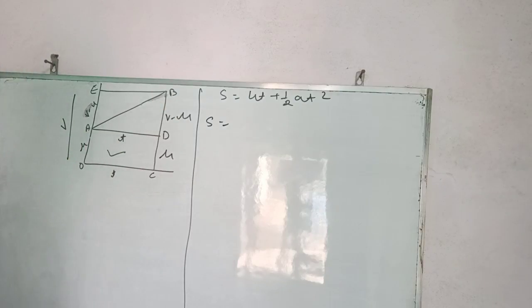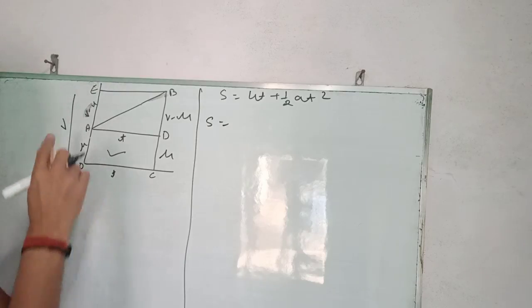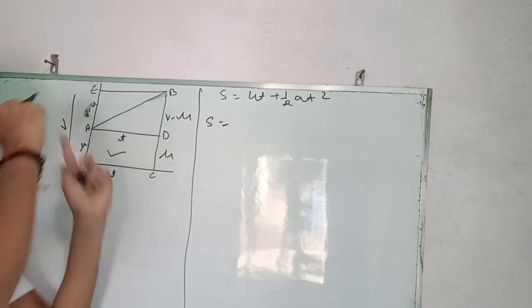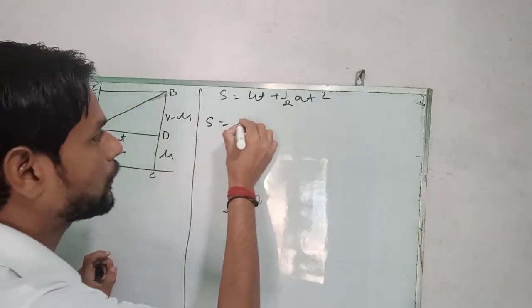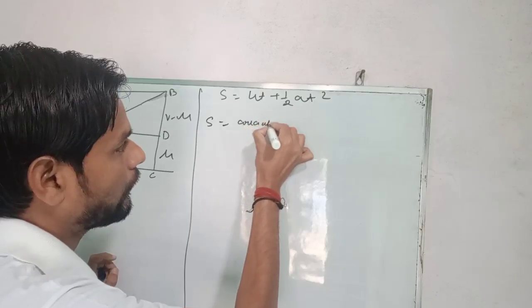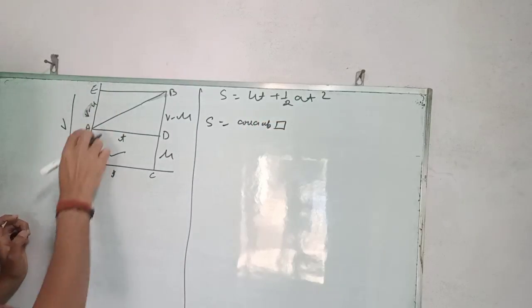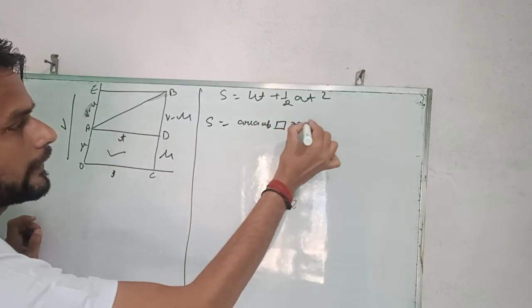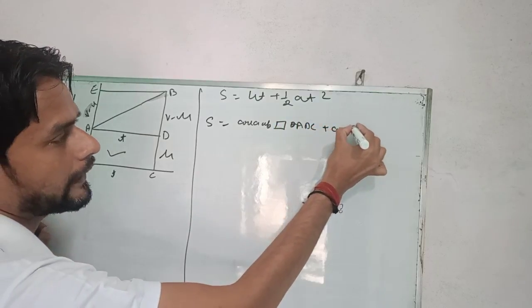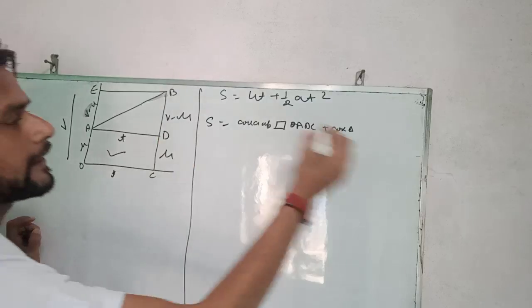The distance covered by the object is the area of the rectangle and the area of the right triangle. So S is equal to the area of rectangle OADC and the area of triangle ADC.